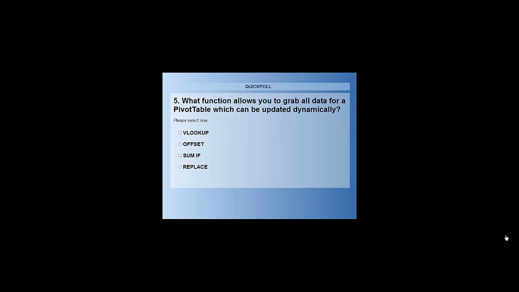But this last polling question is, what function allows you to grab all of the data for a pivot table which can be updated dynamically? Is it VLOOKUP? Is it offset? Is it SUMIF? Or is it replace?